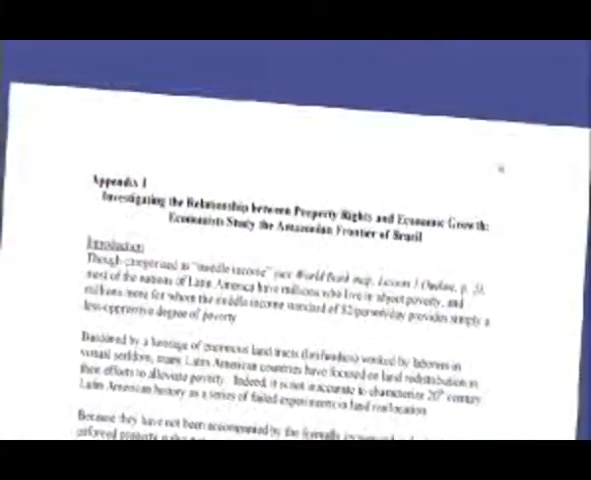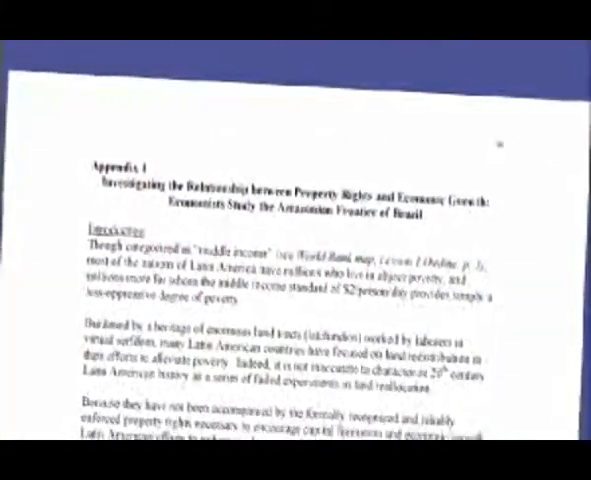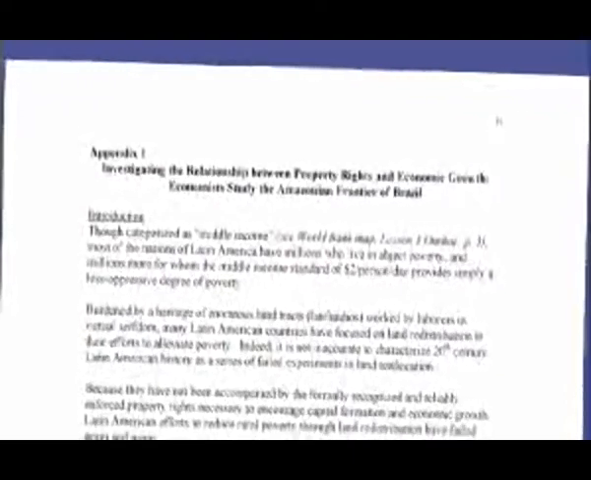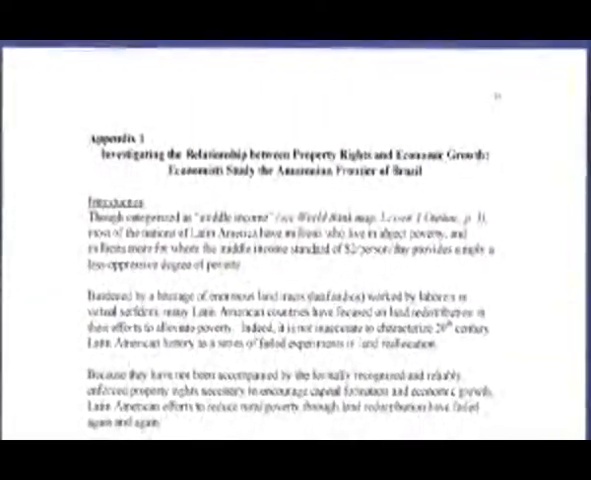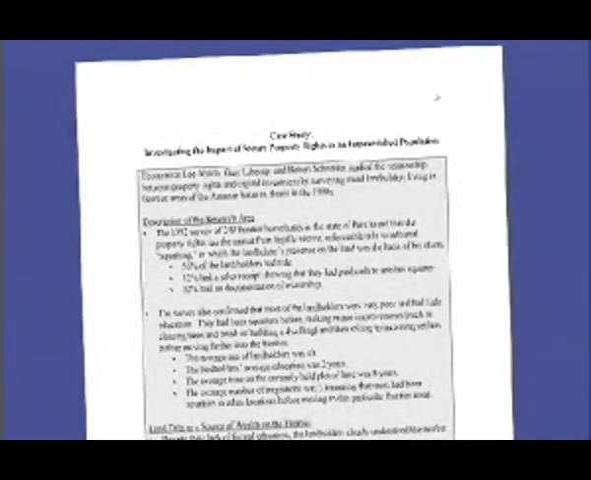To prepare to conduct You're the Economist, we strongly suggest that you carefully read Appendix 1 of the Lesson 2 background outline. It's entitled Investigating the Relationships Between Property Rights and Economic Growth: Economists Study the Amazonian Frontier of Brazil. The appendix provides a detailed background to the field investigation that generated the data included in You're the Economist. The appendix also has a case study and an overview of land reform efforts in 20th century Latin America.